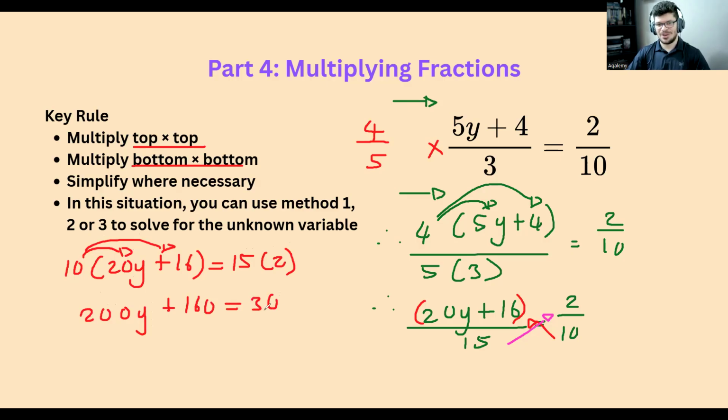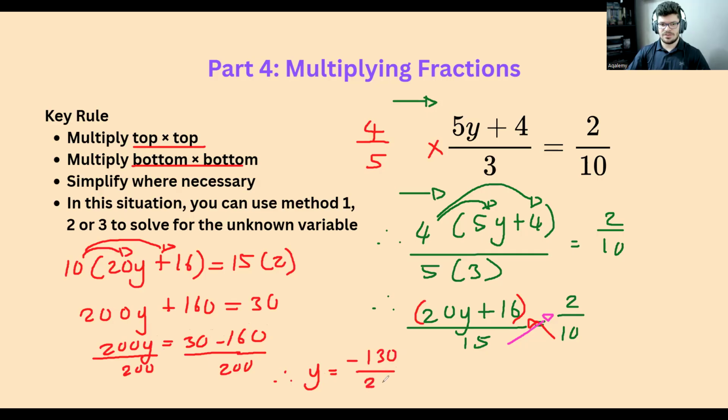I just said we shouldn't work with big values, and then I go and put 4 over 5. Okay, so over here we are going to send the constants to one side. 200y is equal to 30 minus 160. Divide by 200 on both sides. Essentially, y is equal to 30 minus 160, which gives us negative 130 over 200. And that's what it gives us as our final answer.